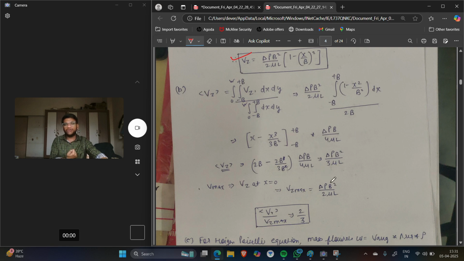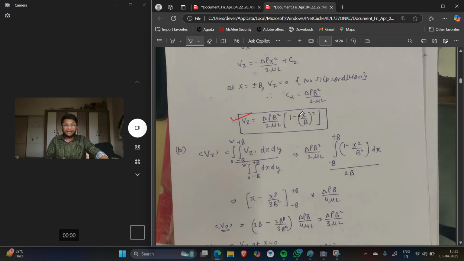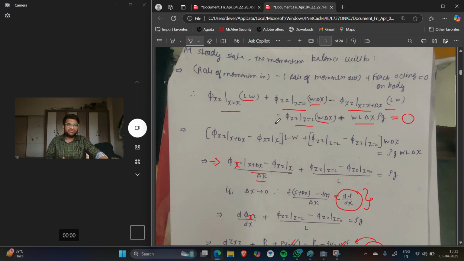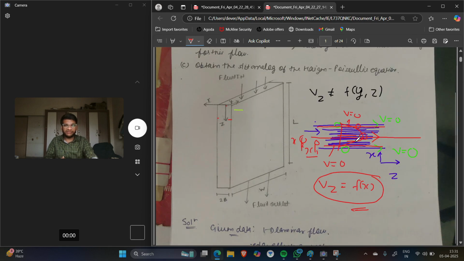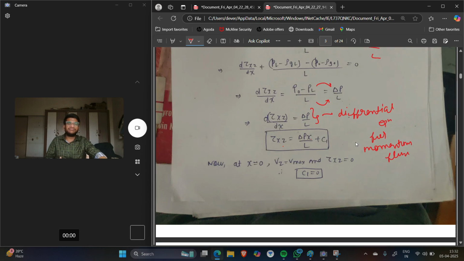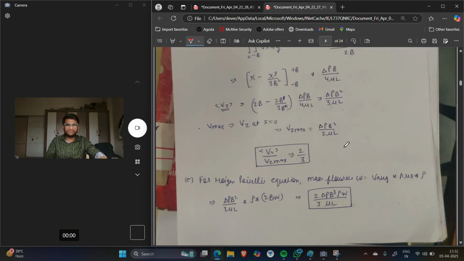So I have got V average here. And I know vz max is where my vz will be maximum. I can easily see that at x equals 0, my vz will be maximum. And x equals 0 is at the center of the slit, here. When we were expecting a velocity profile, we expected that the velocity will be maximum at the center, and then continuously decrease till the ends and finally become zero here. So the results are as we were expecting.